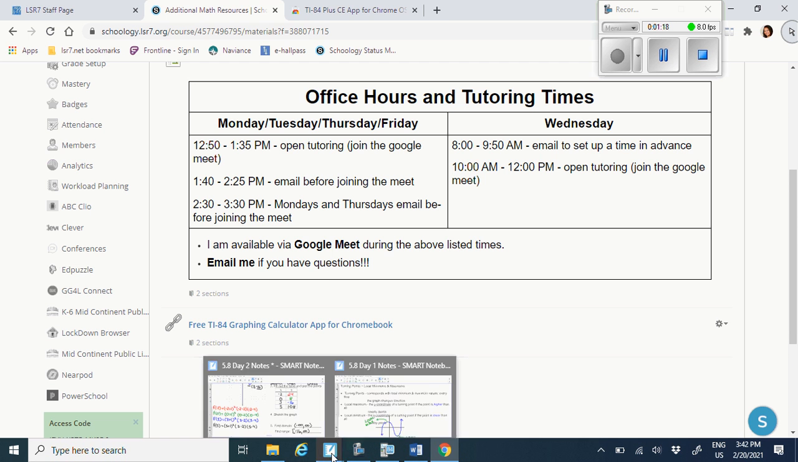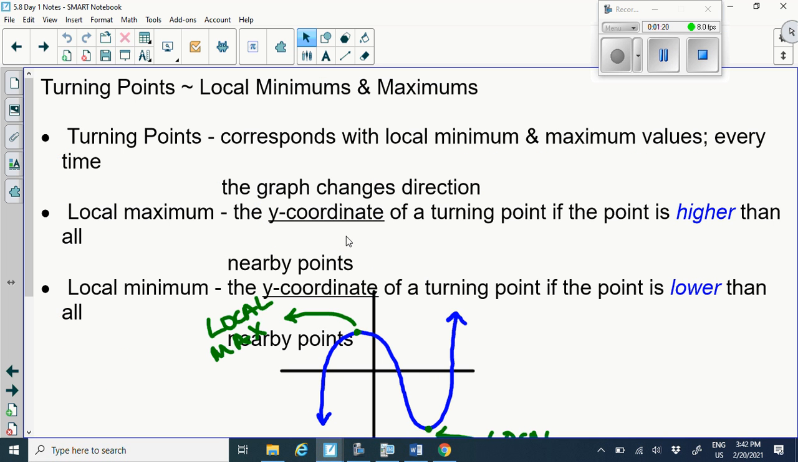Okay, let's go ahead and get back into the notes here. So we are doing 5.8 day 2. We are using the graphing calculator to find local minimums and maximums as well as x-intercepts, okay? Now let's talk about some vocabulary here. First, turning points. Turning points are going to be your local minimums and maximums. So they correspond with the local min and max values, okay? Every time the graph changes direction. So when we talk about changing direction, that means we are either going from increasing to decreasing or vice versa.